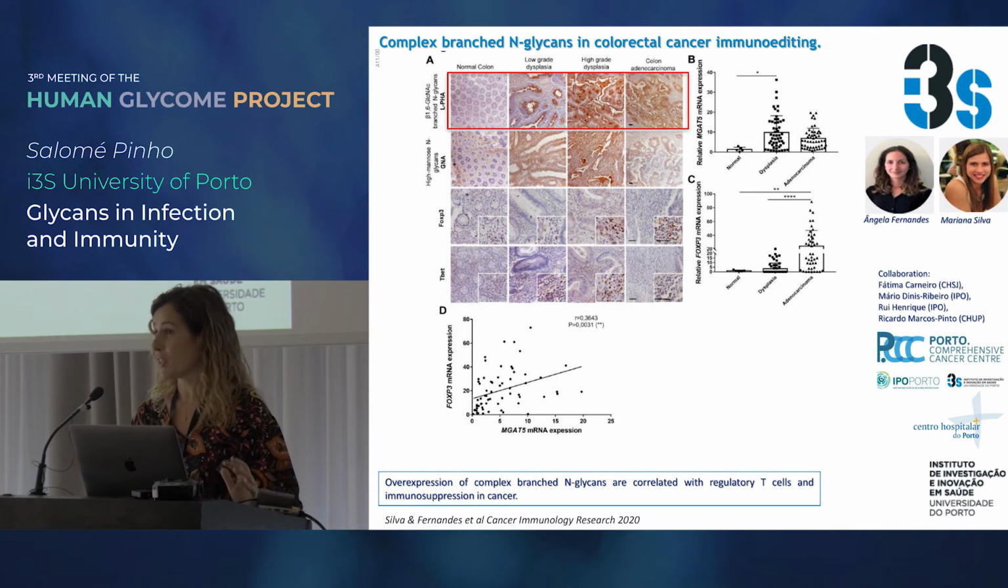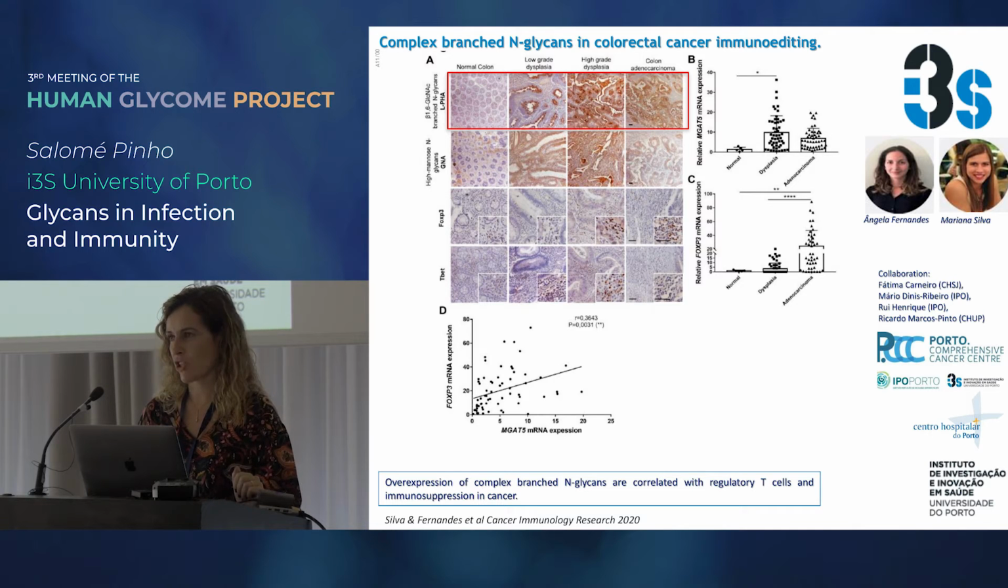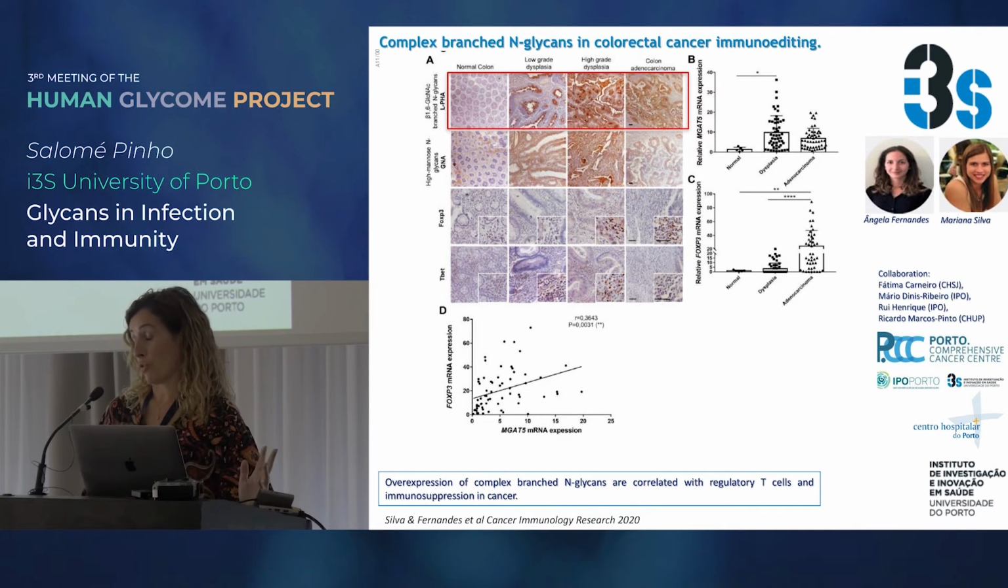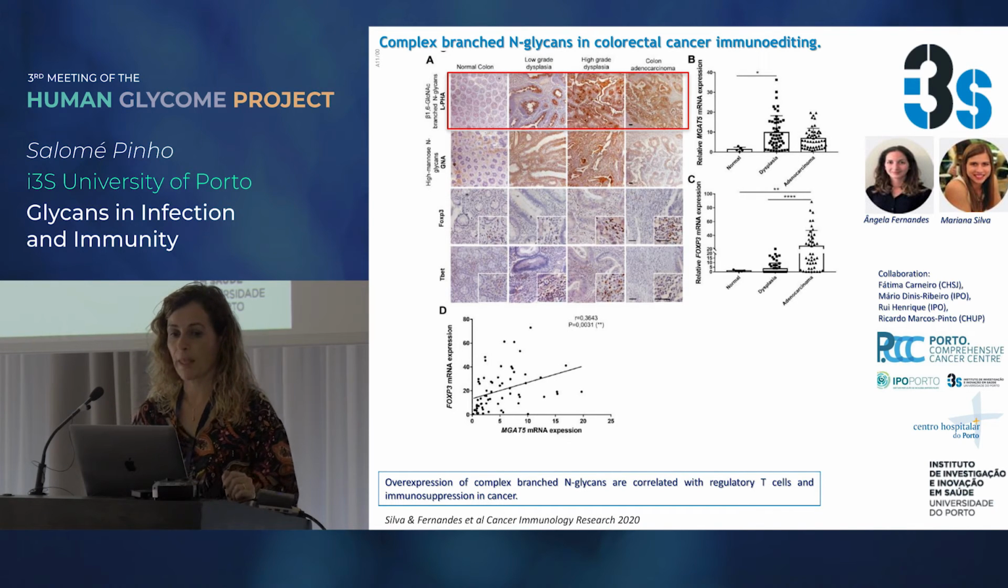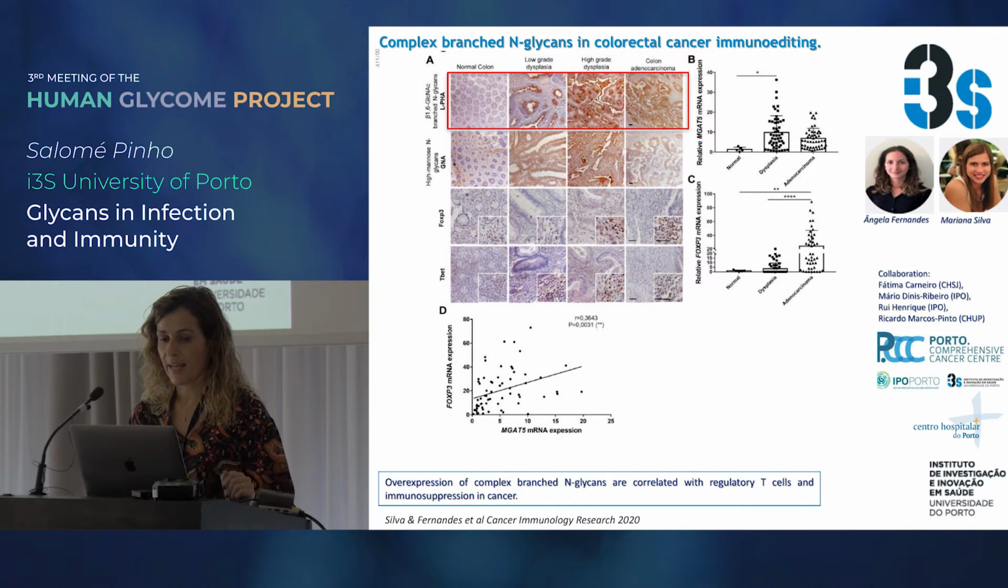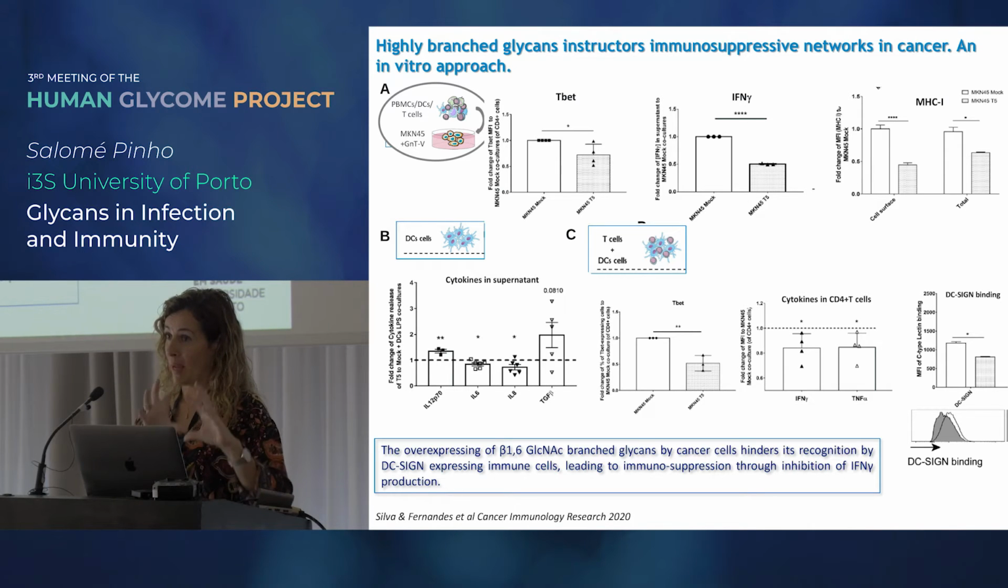But what was very interesting to notice was that this overexpression of the branched glycans accompanied the overexpression of FOXP3, which indicates an overexpression of regulatory T cells. This was observed in situ, but also at the transcription level of the gene and validated in the TCGA databases, highlighting that both MGAT5 and FOXP3 genes appear to play together along the carcinogenic process.